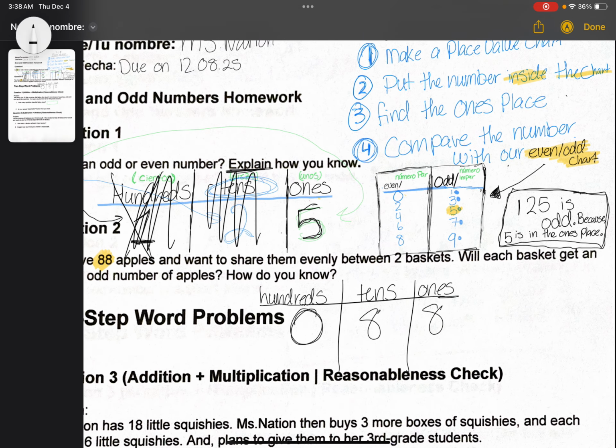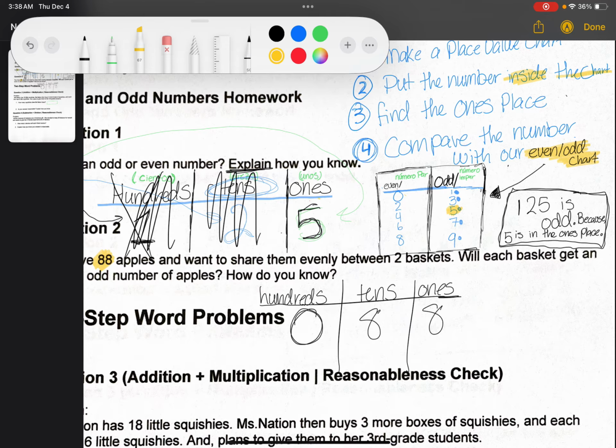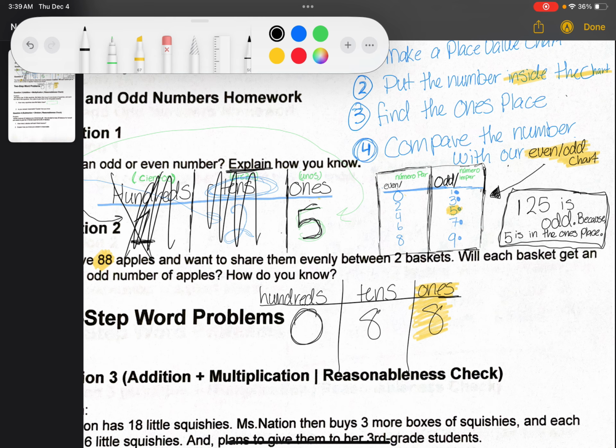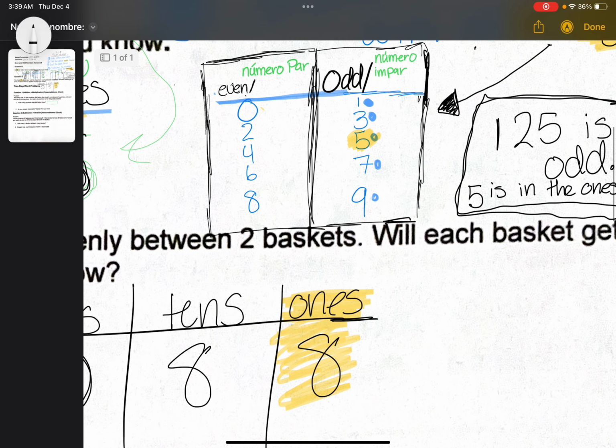It's to find our 1's place. I have found my 1's place. It is right here. Sparkly, glowing, shiny. We love her. And now we're going to compare whatever number is in our 1's place with our even and odds chart. So, the number in our 1's place is 8.